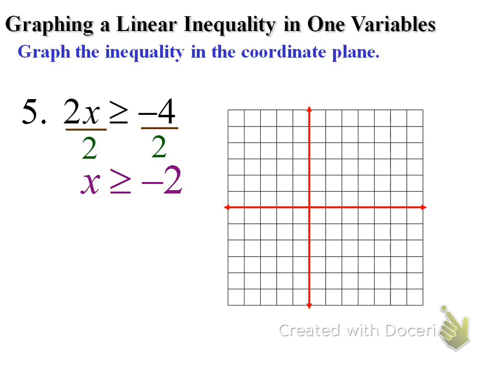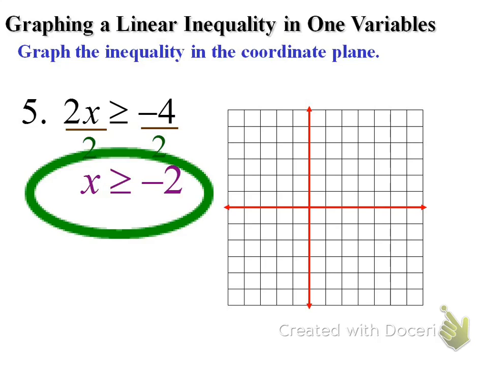Now, this is one we could graph on a number line. However, all the graphs today are going to be on the coordinate plane. It's basically the same idea. It's just a little bit different. So, if this was on a number line, would we use an open circle or a closed circle? Closed. So, it's the same thing.